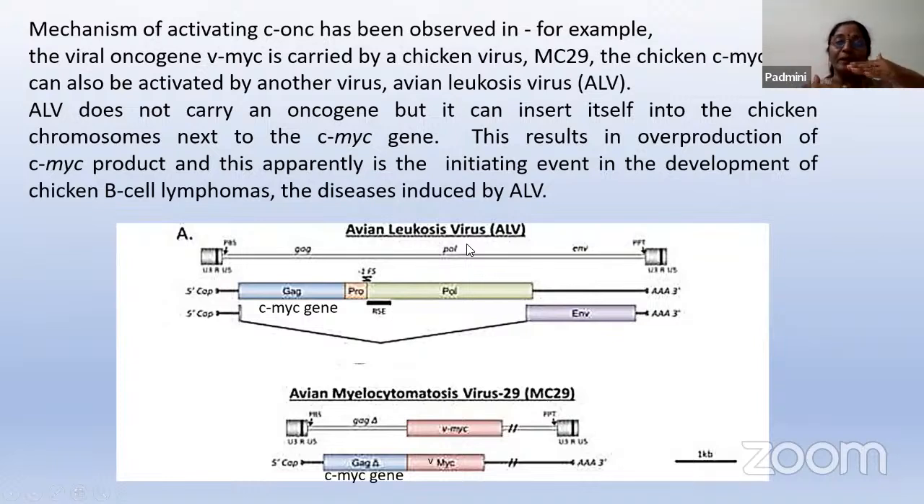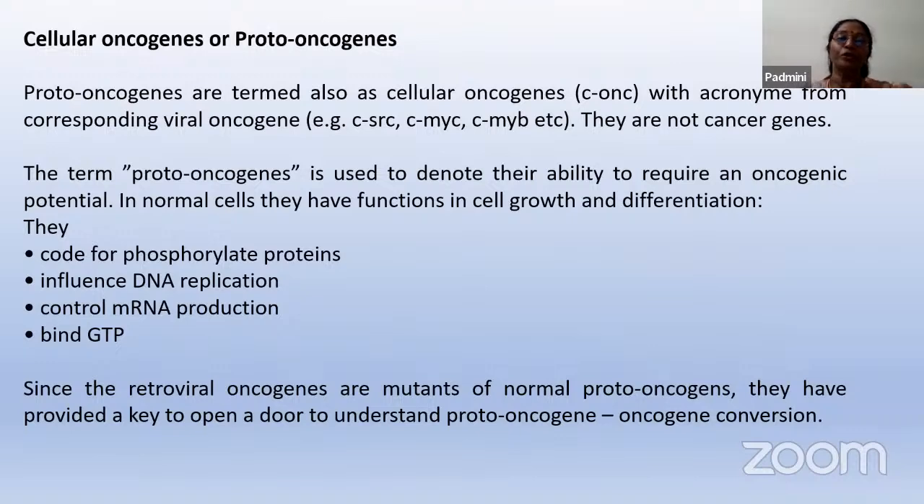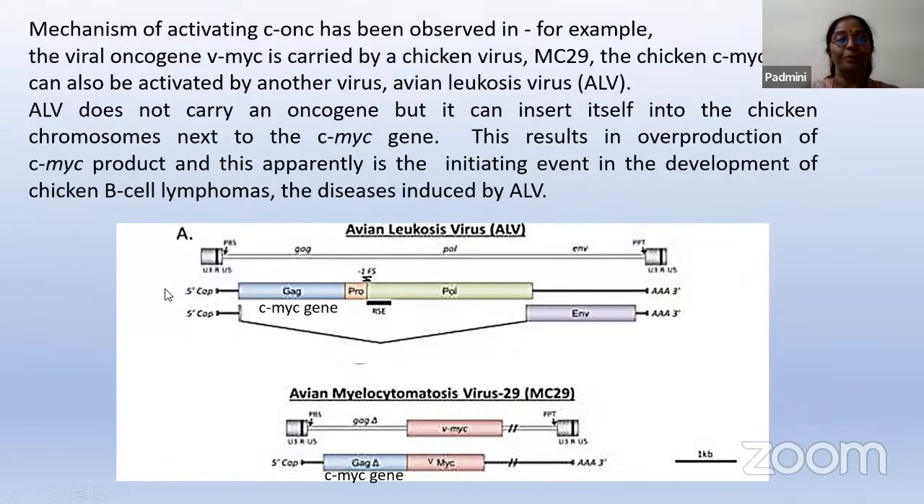So when they are separate, they are proto-oncogenes, but when they come side by side, maybe due to translocations or various other reasons, the two together produce a protein which leads to activation of the proto-oncogene to become an oncogene, and that leads to B cell lymphomas, the cancers in the chicken. So that is an example of how the cellular proto-oncogene can become an oncogene.